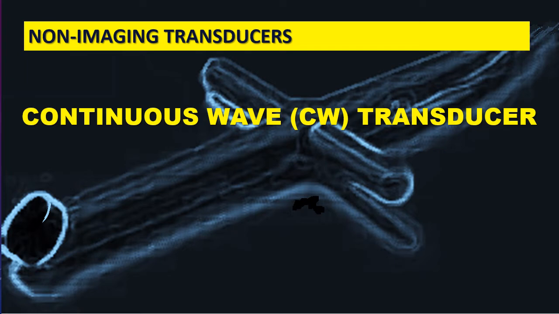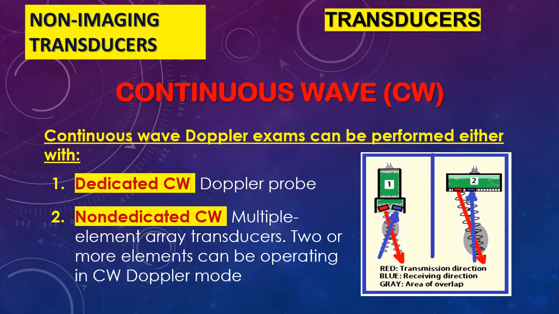A diagrammatic picture of the dedicated continuous wave transducer. It's good to mention that the continuous wave application in medical ultrasonography can be performed by one of two methods, either the dedicated continuous wave probe, which is this one that has two specific crystals, one for continuous transmission and the other for continuous reception. And this is the commonest one that will be mentioned if you have in the exam something about the continuous wave. Think of this one.